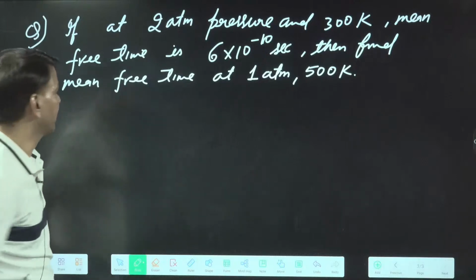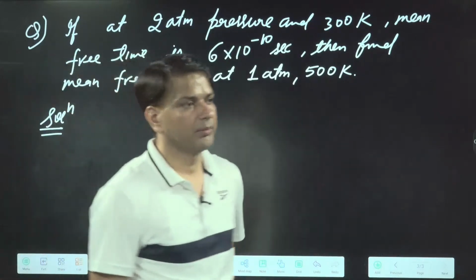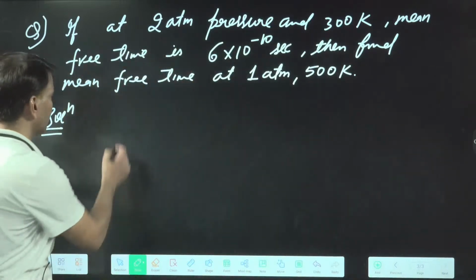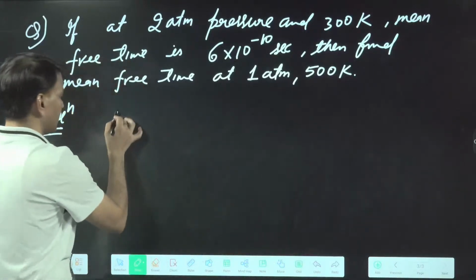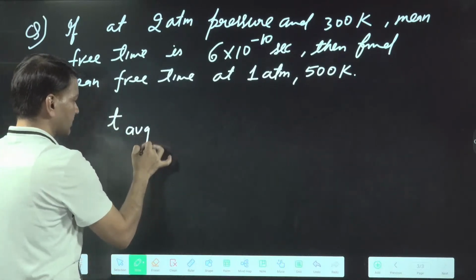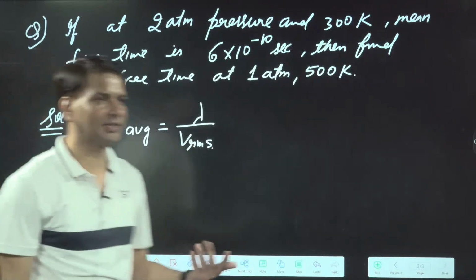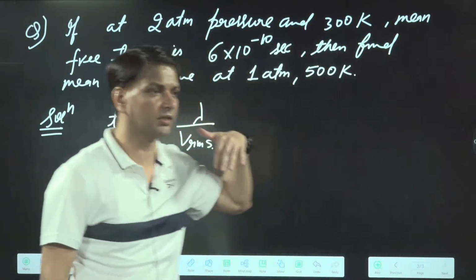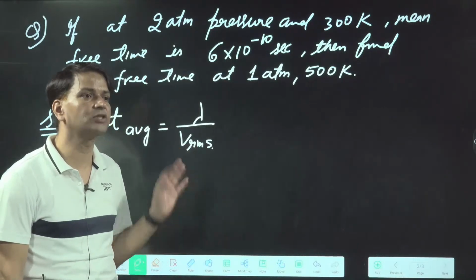Okay, so mean free time, what can we write? Mean free time, just as I said, is lambda by Vrms, T average or tau you can say. Lambda I don't know, Vrms I don't know. But they have given one condition and they are asking for the other condition. So first I will find how the T average depends on the temperature and pressure. Which quantities does it depend on?